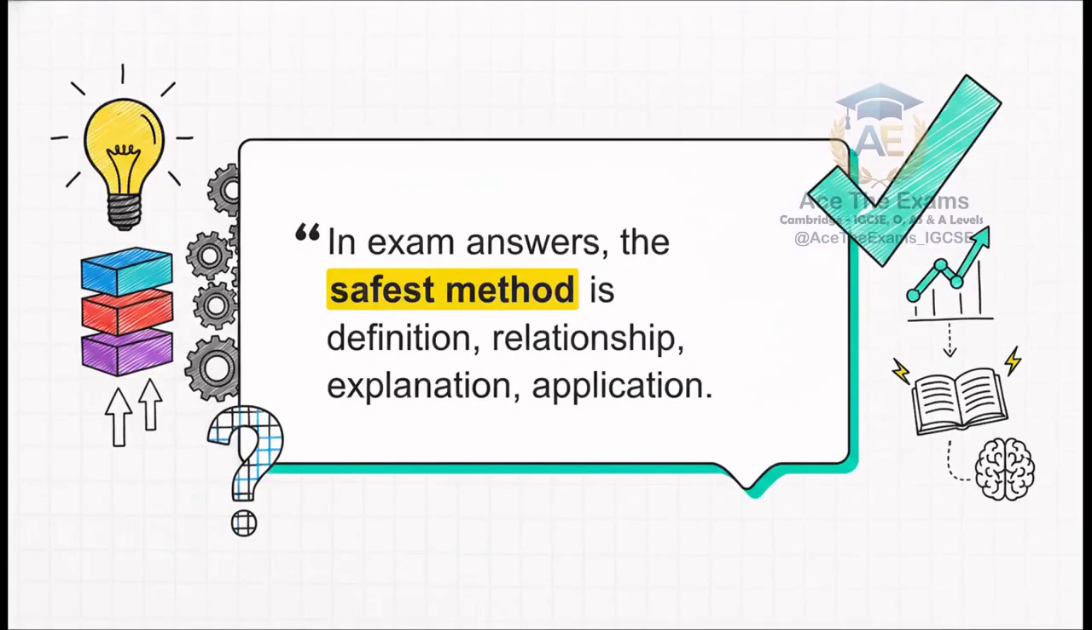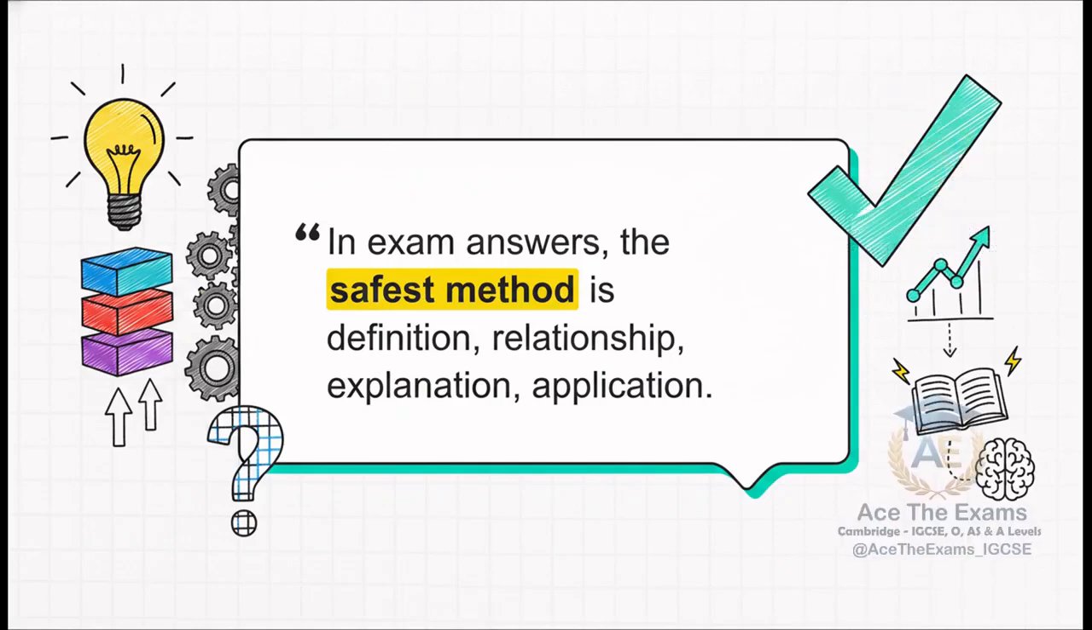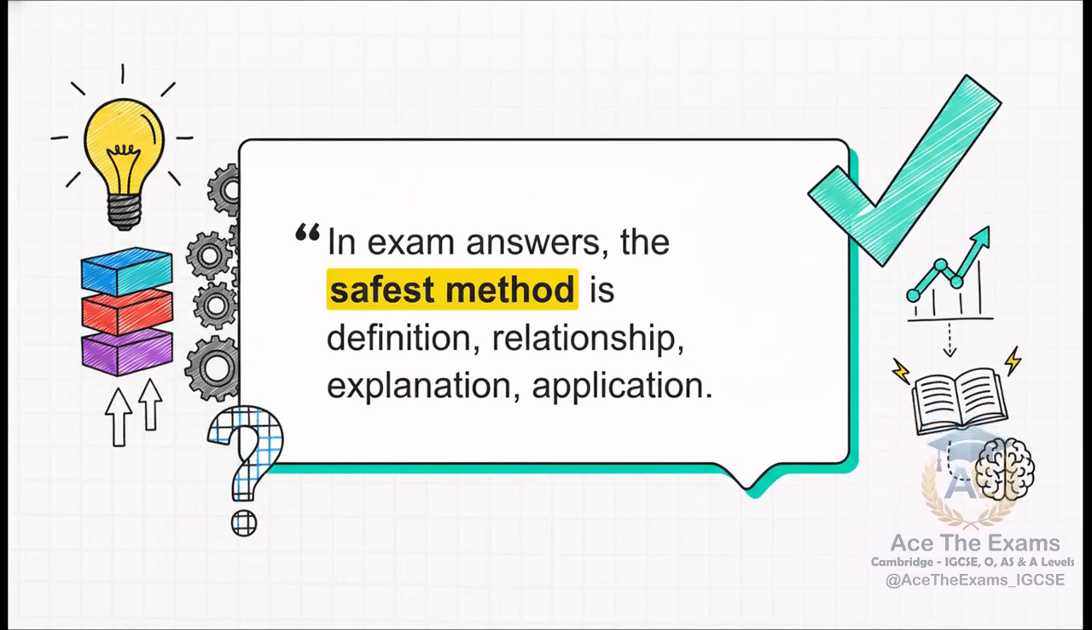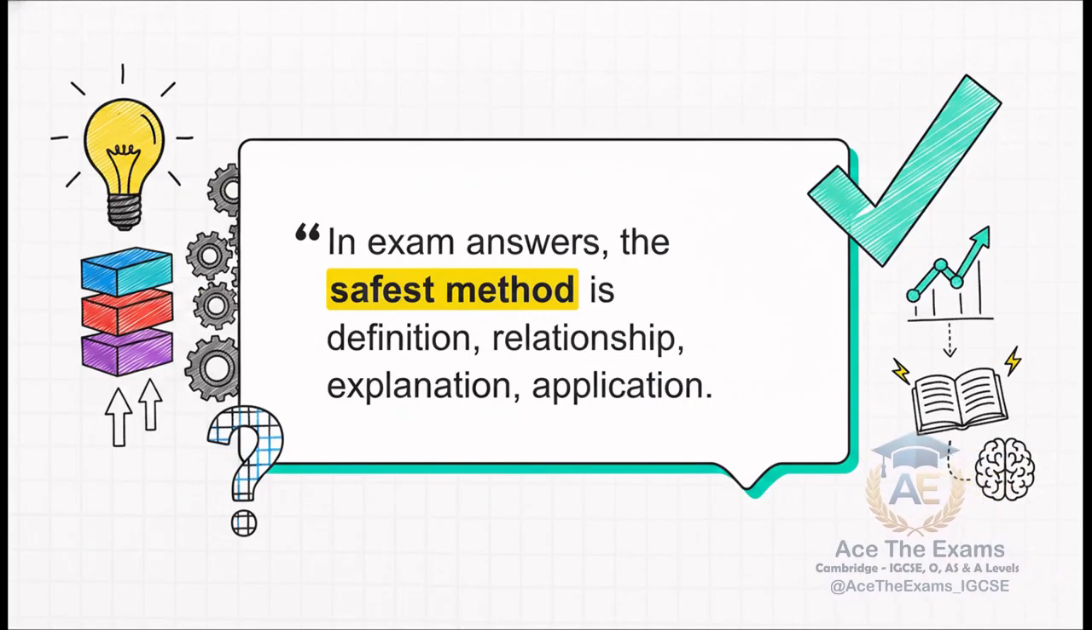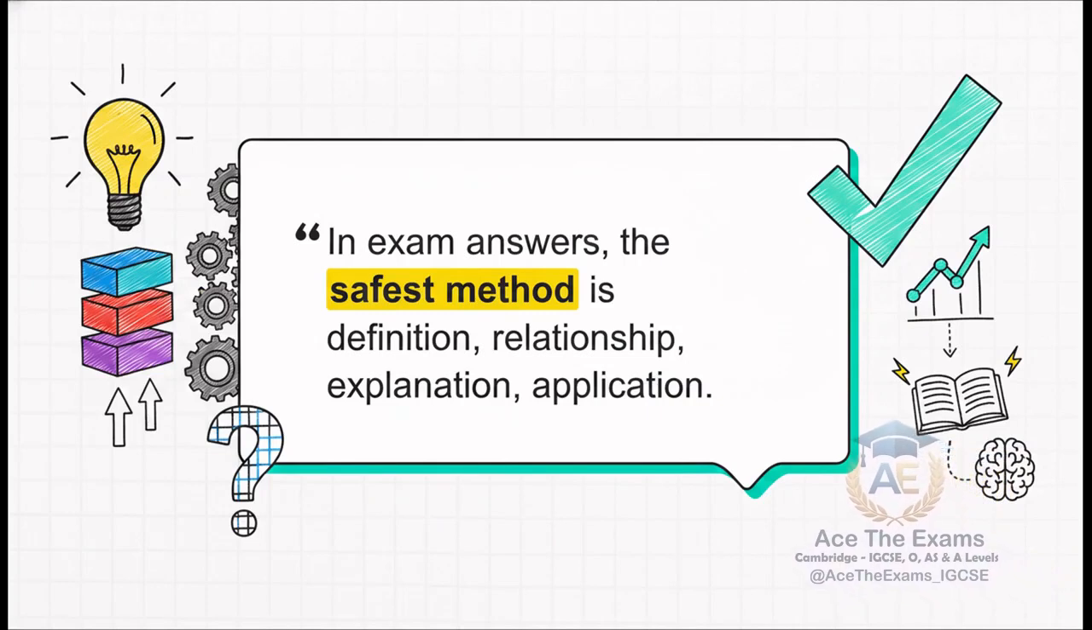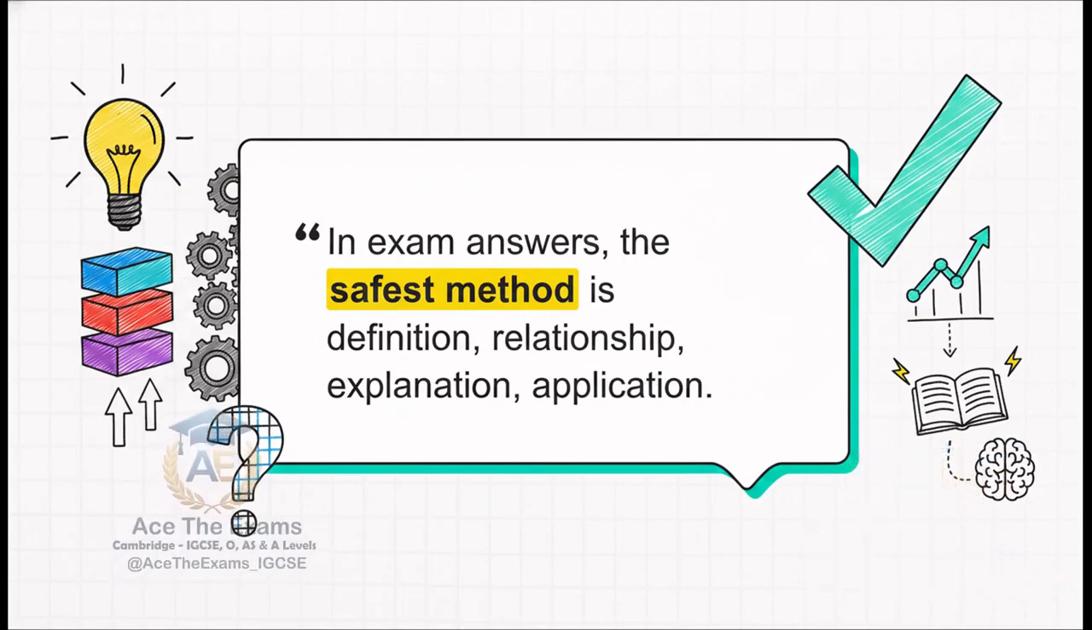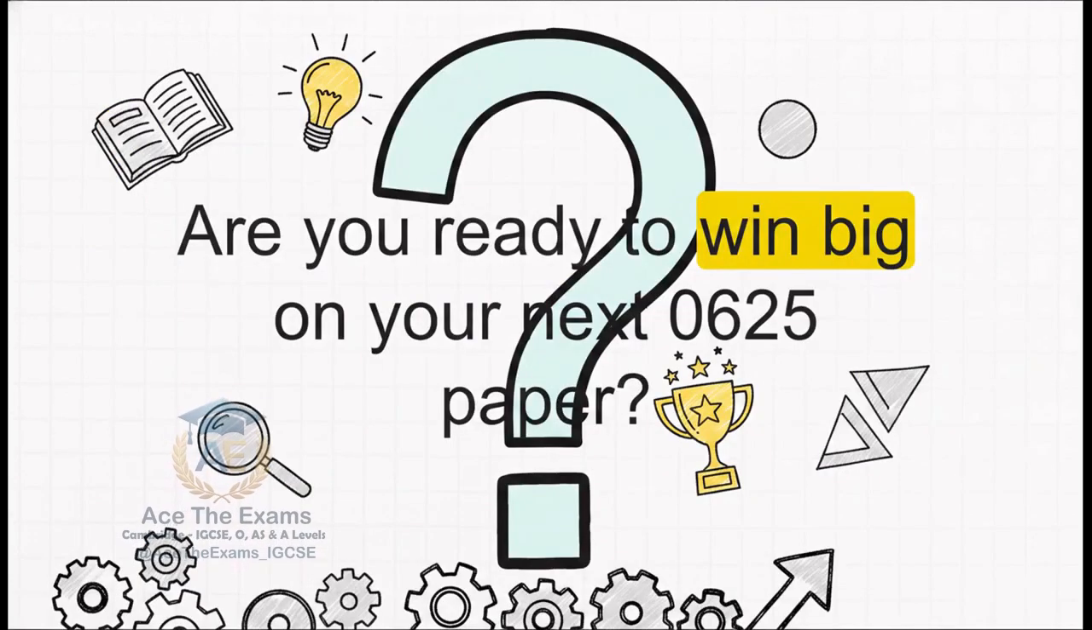To wrap up our masterclass today, I want you to remember this definitive rule for Cambridge exam success. In exam answers, the safest method is definition, relationship, explanation, application. This isn't just a good idea or a helpful tip. It is the absolute core strategy of top performers. It is the exact repeatable sequence that turns a messy, confusing, panic-written answer into a clear, undeniable demonstration of physics mastery. So we return one last time to the high-stakes table.